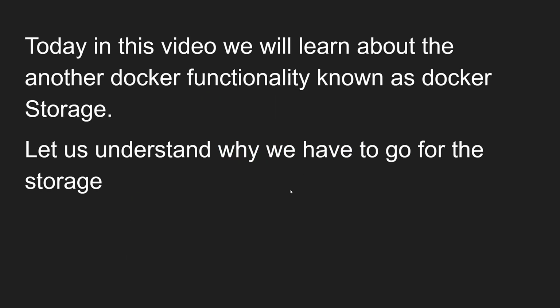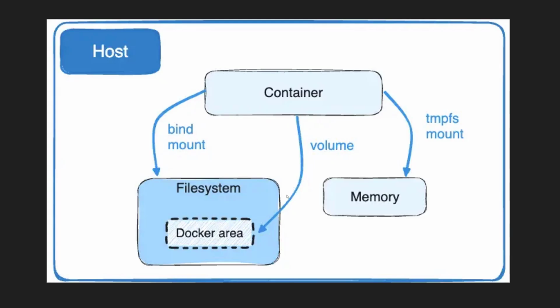So today in this video we will learn about the Docker functionality, that is nothing but Docker storage. Let us understand why we have to go for this storage. So this is the diagram of the volume mounts which are available. Normally we have three types of mounts, or storage types, which we can call data storage. One is bind mount, another is volume mount, and another one is tmpfs mount. So these are the three different types of storage types available in the Docker host machine.